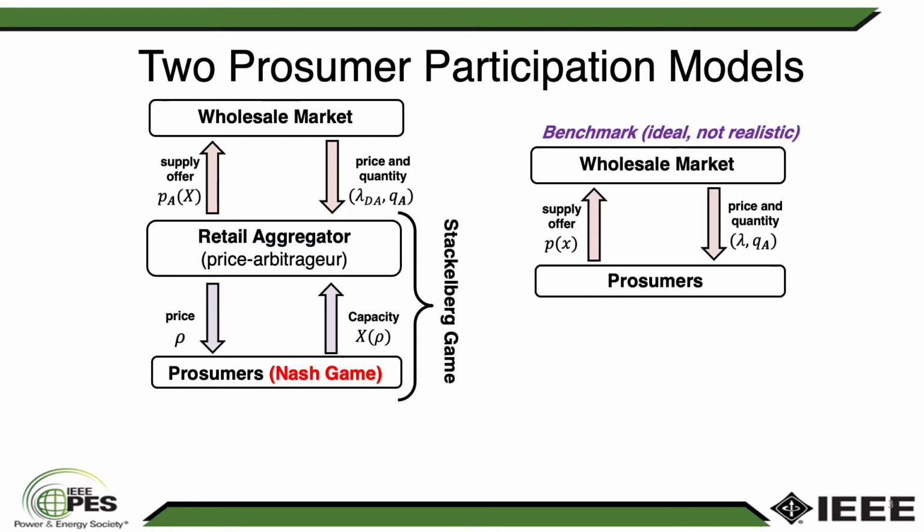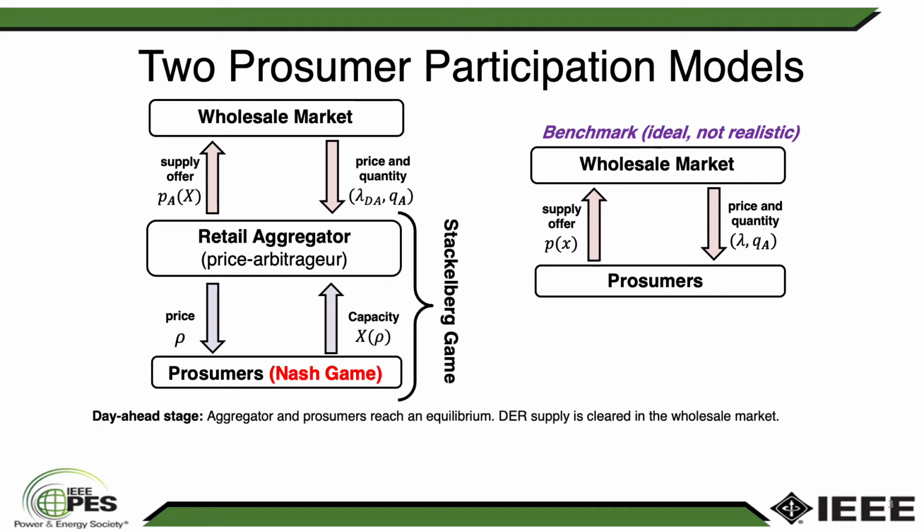As a benchmark, we have the model on the right. Ideally, you would want the prosumers to participate directly in the wholesale market, supply their DR capacities, and send their offers. However, this is not feasible due to practical considerations. Also, the wholesale system operators, ISOs, do not have access to the distribution lines needed to do this. However, this is the ideal benchmark case that we use. So the difference between the two cases will capture the efficiency loss due to the aggregation at that equilibrium of the game.